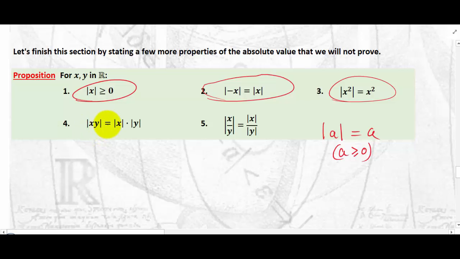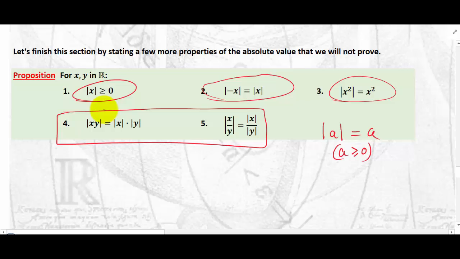The absolute value of a product is the product of the absolute values. The absolute value of a ratio is the ratio of the absolute values. We could prove these two, but they are pretty trivial.